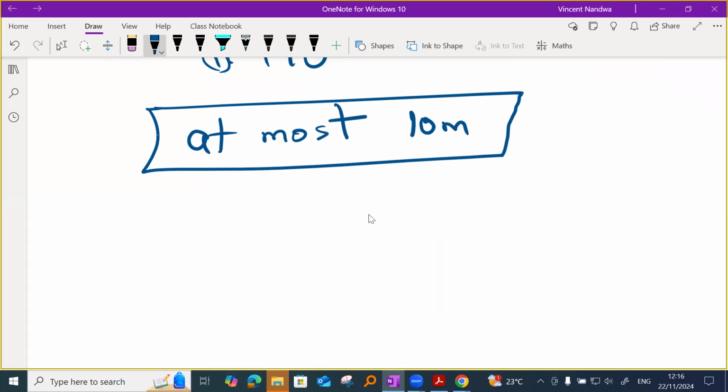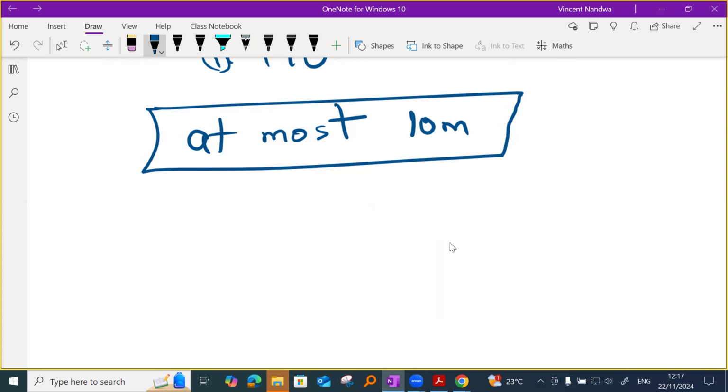So what does that mean? Yes, up to 10. Yes, in simple terms it means yes, up to 10, isn't it? So when we use the words at most, it means yes, up to that number. That number is the biggest, and anything below it is included. So as we have said, yes, up to that number.